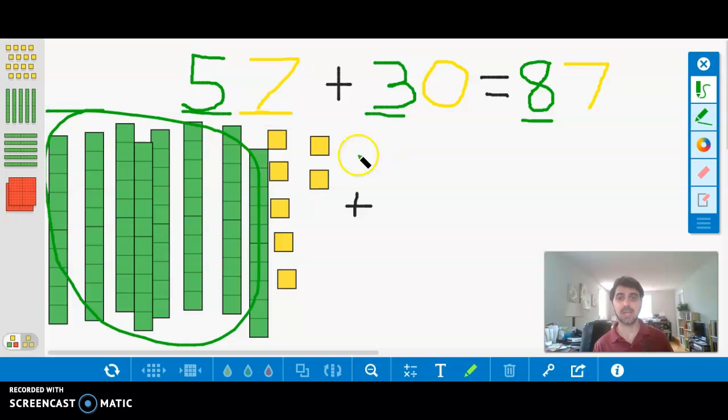Okay, we still have our 1s. We have 7 1s plus 0 1s gives us, we still just have 7 1s. Let's see, 1, 2, 3, 4, 5, 6, 7. Okay, so it does work. All right, we're kind of getting the hang of this.